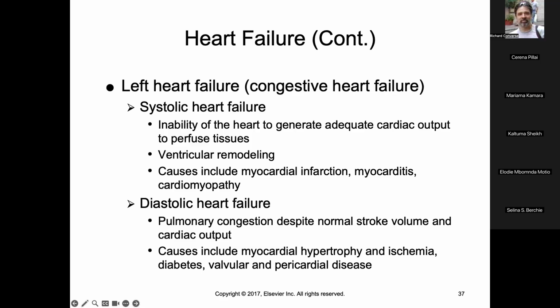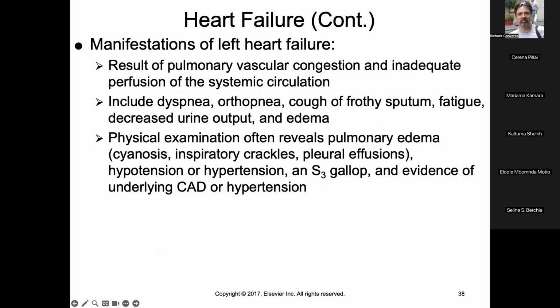effusion. Okay. Diastolic heart failure: pulmonary congestion, despite normal stroke volume and cardiac output. Causes include myocardial hypertrophy and ischemia, diabetes, valvular, and pericardial disease. All right.